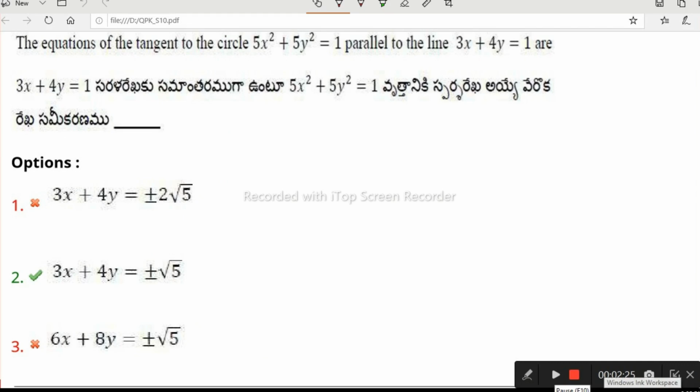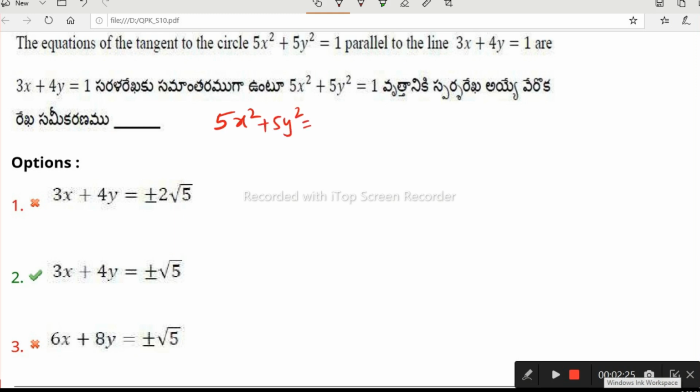What is being asked here? The equations of tangents to the circle 5x square plus 5y square is equal to 1, which are parallel to the line 3x plus 4y is equal to 1. We need to find the equations of the tangents to the circle. Those tangents are parallel to the given line. First, what equation of the circle is given? 5x square plus 5y square is equal to 1.